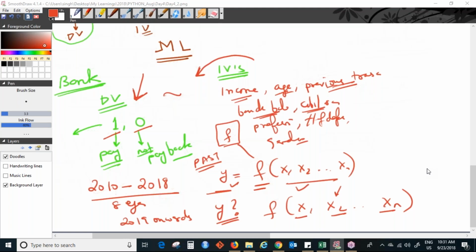Now once you have the function f, then in the future data you can use it, because in the future you will not know y, you will only know x. You will not know whether this customer will pay the loan or not, because you haven't given him the loan yet. You just know his income, his dependents, his age, his gender, etc. Making sense?